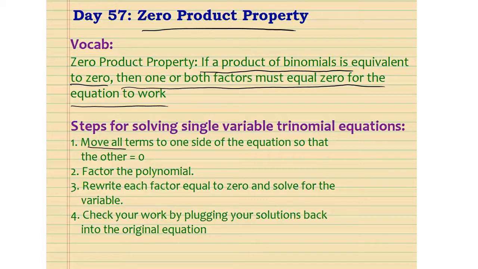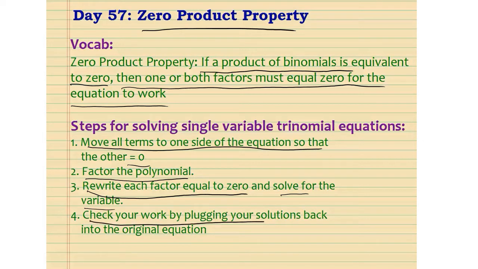All right, so we're going to isolate 0 first of all. Move all the terms to one side so that you have 0 by itself on the other side. We are then going to factor the polynomial, which you know how to do. We are then going to write each factor equal to 0 and solve for the variable. And you know how to do that too. We can then check our work by plugging our solutions back into the original equation, and we are then going to graph on the calculator.